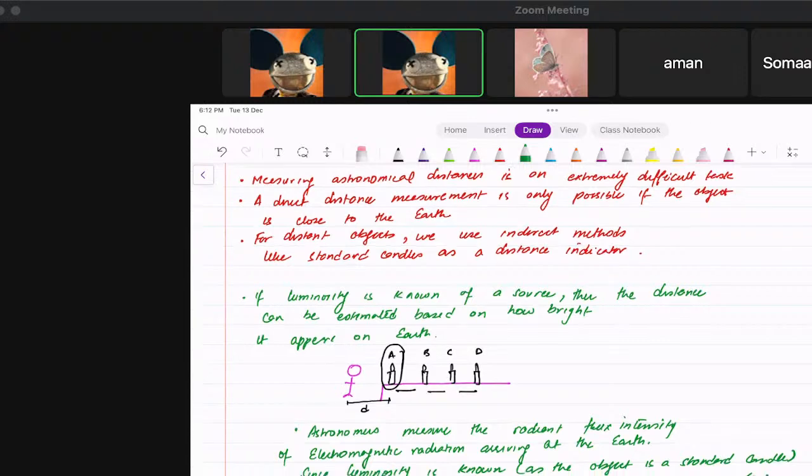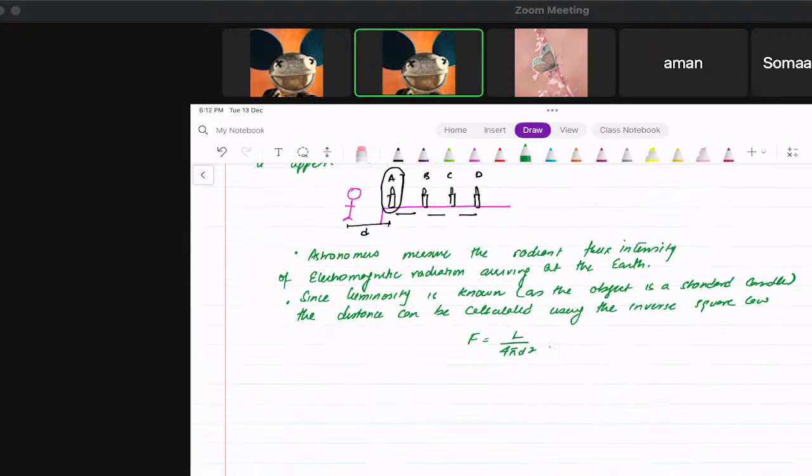Okay, now, so the question is, what is a cosmic distance ladder?